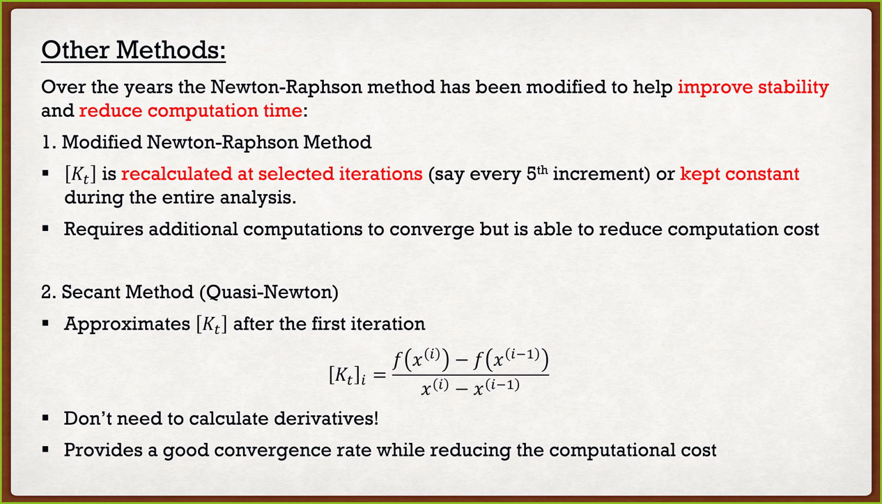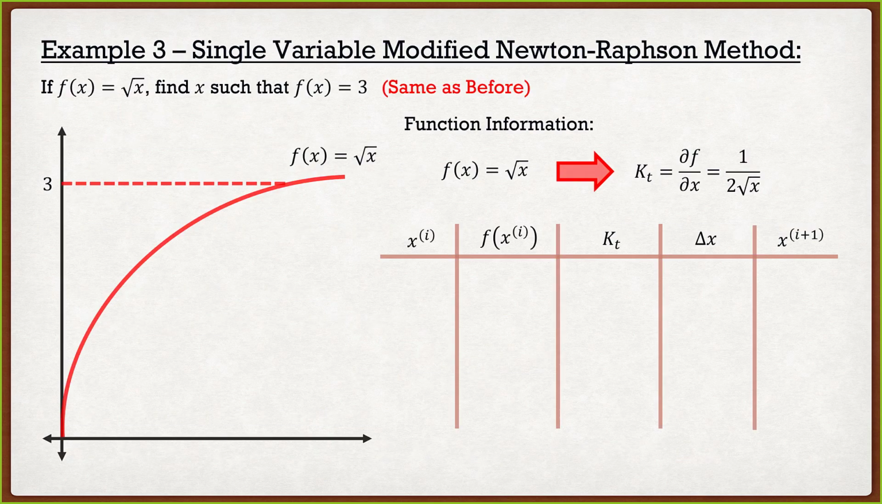Now, ABAQUS by default in a nonlinear analysis is going to use the Newton-Raphson method. But if you want to, you can pick the secant method. Later on today, we're going to go into ABAQUS and show you just how we can pick these different methods. But before we do that, we're going to do a quick example. This is going to be the exact same example that we did before, but instead of using the Newton-Raphson method, we are now going to use the modified Newton-Raphson method.